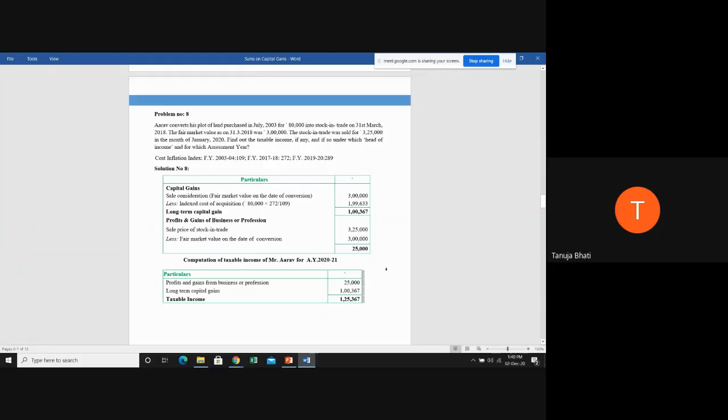So total taxable income is how much? When you add the incomes of all the 5 heads, you get total taxable income. So here, no, here we have only 2 heads of income. So computation of taxable income of Mr. Arav for assessment year 2021. Profits and gains from business and profession is 25,000 and long-term capital gain is 1,03,367. So taxable income, when you add both, you get 1,25,367. So students, have you all understood this particular sum? Yes, ma'am.